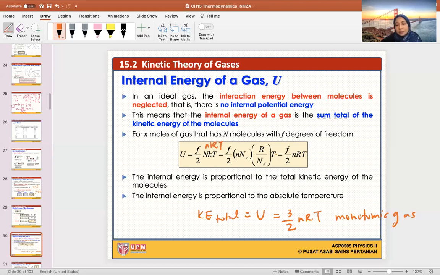If you still remember, I told you about the Boltzmann constant k and how to change from k to R. You should know that by now. This is just the derivation, if you want to know. So U equals F over 2 NkT, or F over 2 nRT.